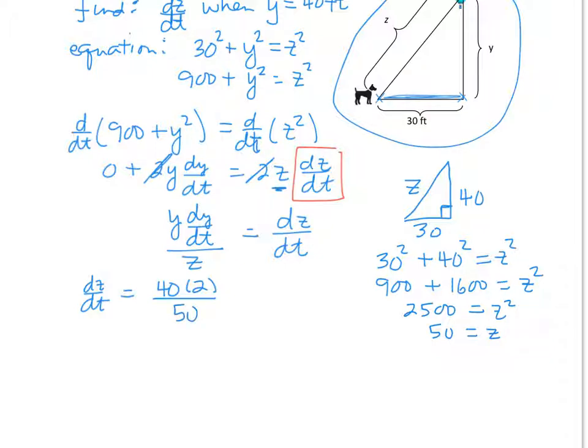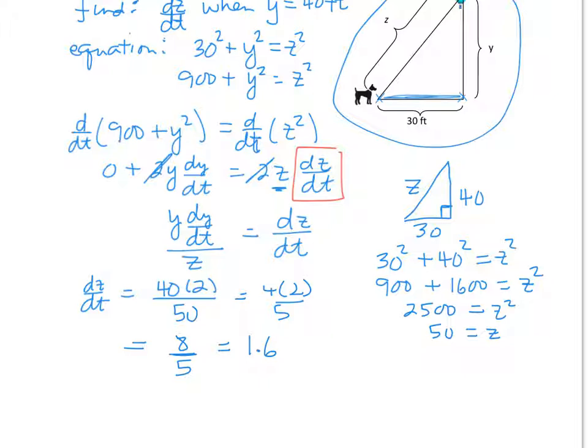So I have 40 times 2 over 50. So let's start with this. 40 over 50, of course, is 4/5. And just a little bit more. 4 times 2 is 8. So 8/5. You could leave it as 8/5. That's perfectly fine. You could also write that as 1.6.